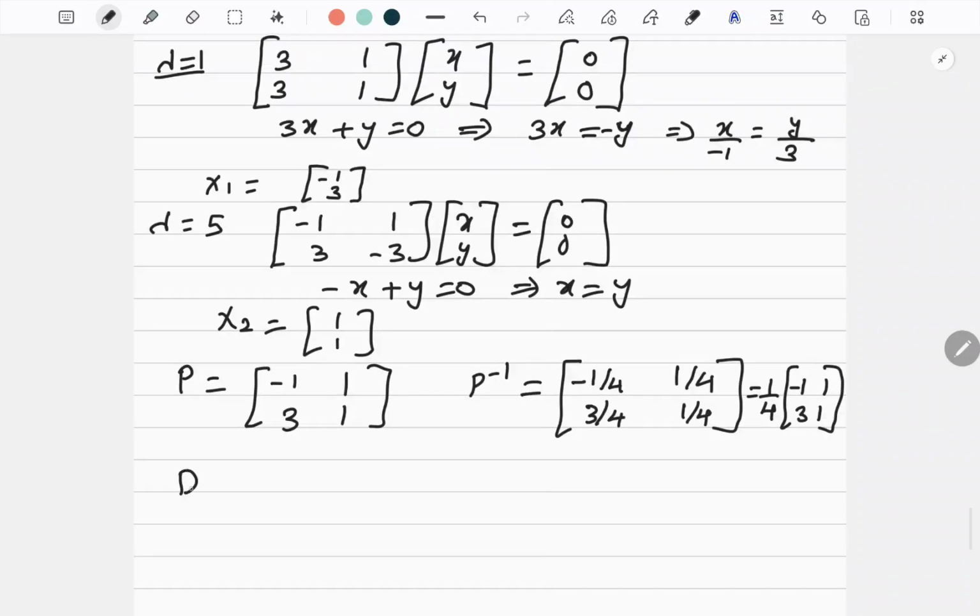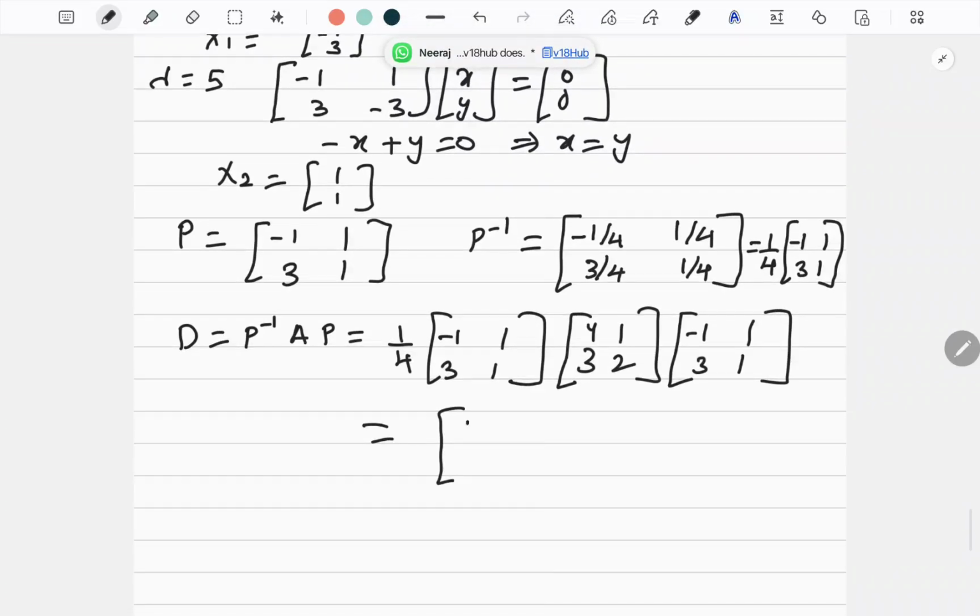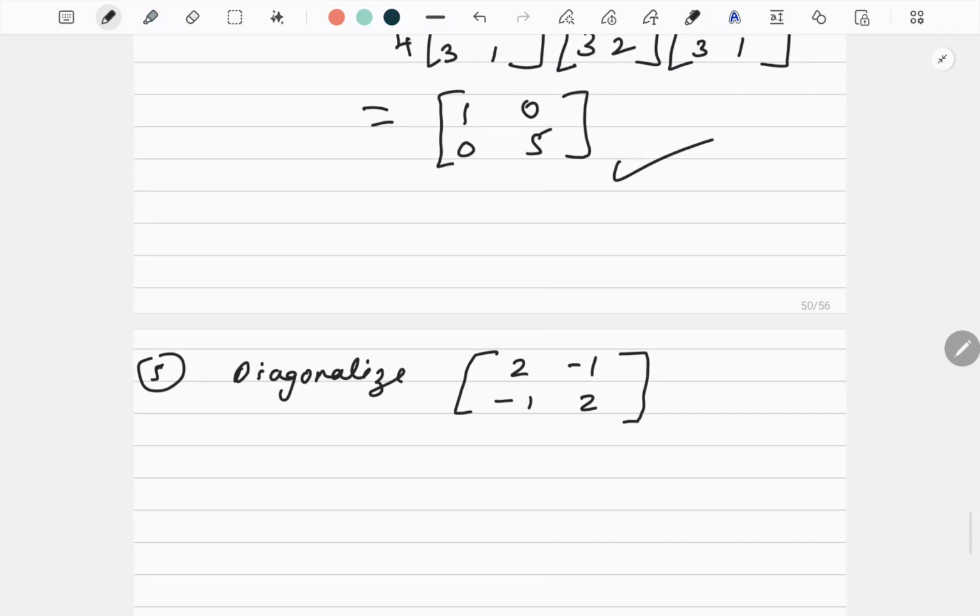Correct? Now your D is equal to P inverse AP. So if I put the values, 1 by 4, minus 1, 1, 3, 1. A is your question, so go back: 4, 3, 1, 2. P inverse AP. What is P? Minus 1, 3, 1, 1. So when you multiply this, you will get both your eigenvalues on the diagonal, that is 1 and 5, 0, 0. Right? So this is how I can say this is a diagonal matrix for the given matrix. Okay.